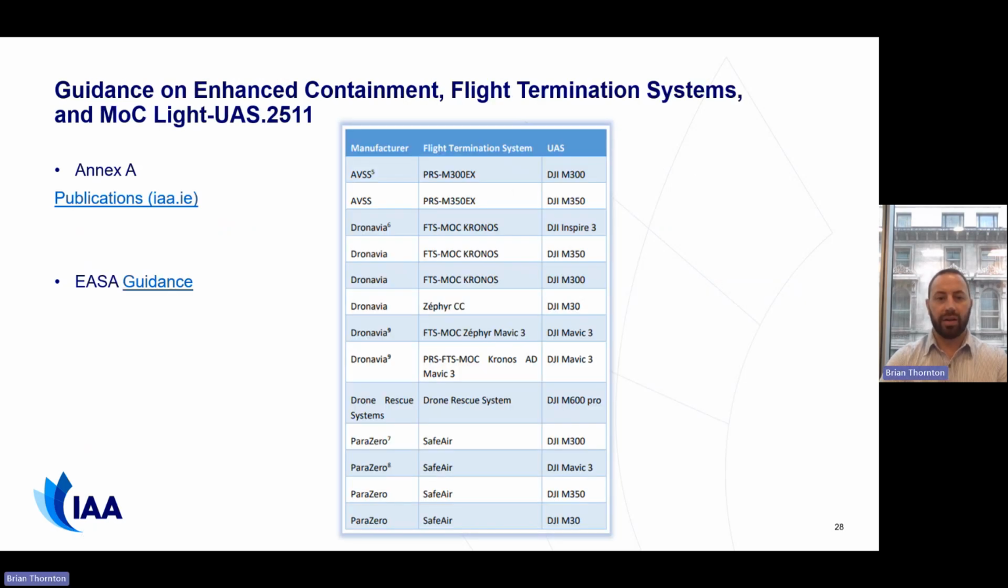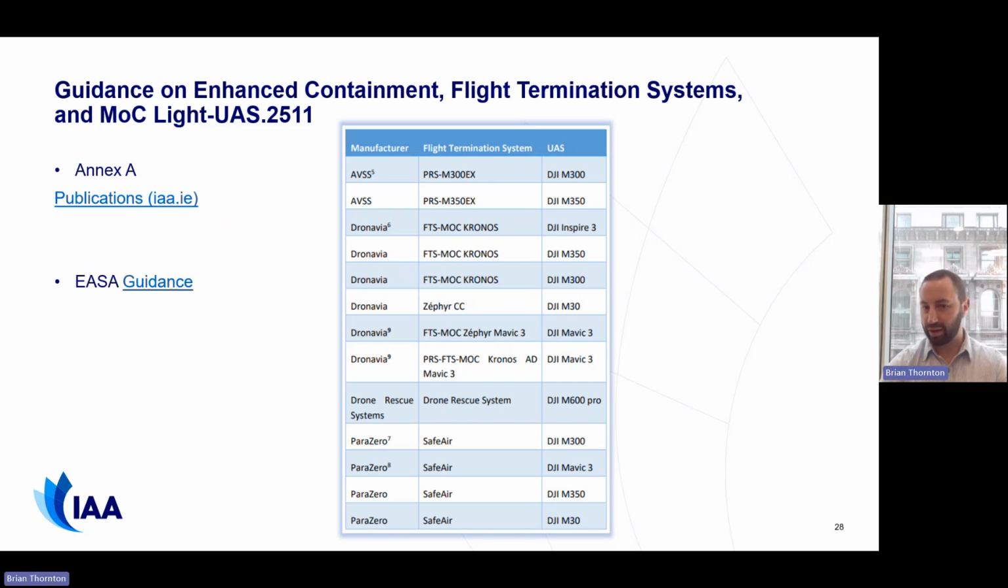So what have the IAA done in this regard? We've worked with manufacturers, we've worked with EASA, and we've developed a publication, UAM 013, again, which is available on our publications website. In that, we prescribe from MOC 2511 what the requirements of a flight termination system are, and in Annex A, we list flight termination systems where we have received declaration of compliance from manufacturers and also the substantive evidence that's required that we just discussed.